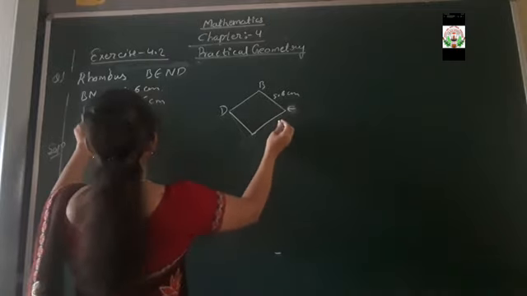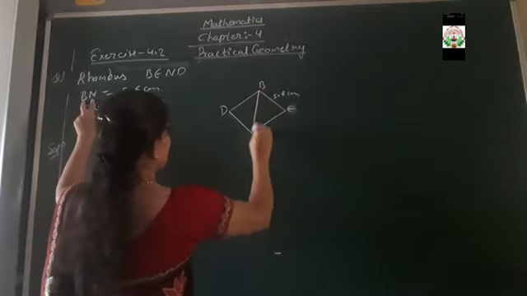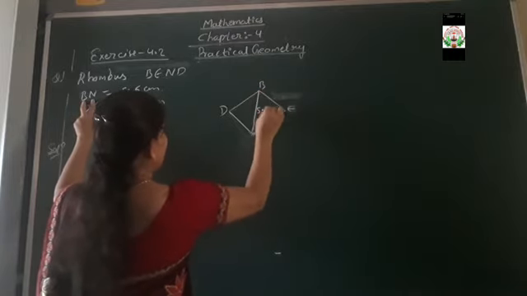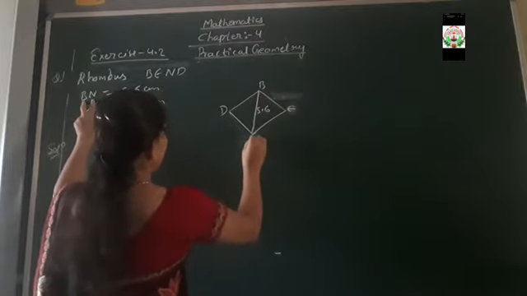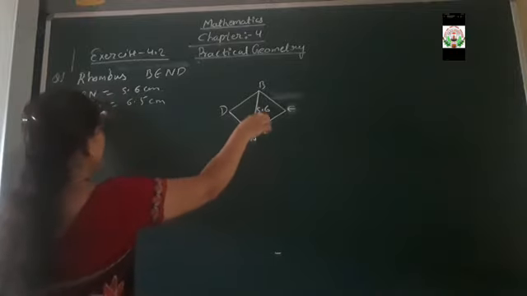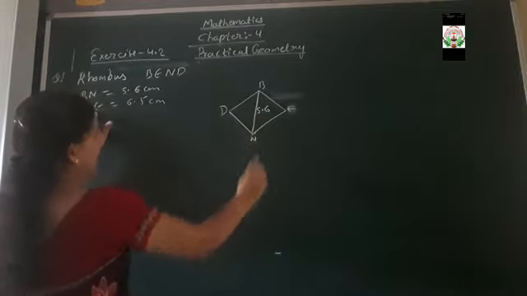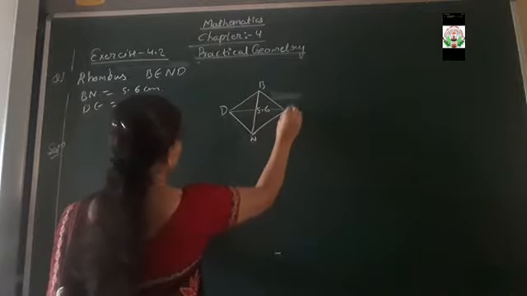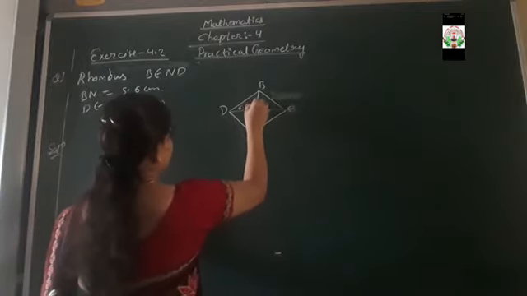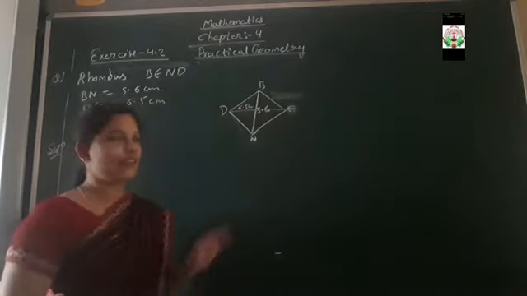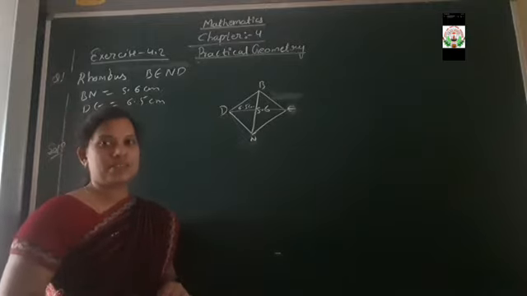Here E. So this one is 5.6 centimeter, B, E, N, D. So this diagonal will be 5.6 centimeter and DE, the diagonal this one will be 6.5 centimeter. Clear, everyone? So this figure you have to construct it.